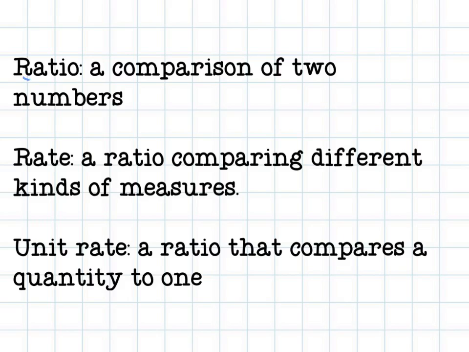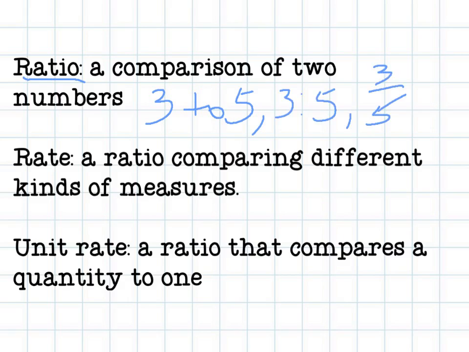A ratio is a comparison of two numbers. For example, it might be a comparison of girls to boys in a class. So there might be 3 girls to 5 boys. It can be written using the word to, it can be written with a colon, or it can be written as a fraction.